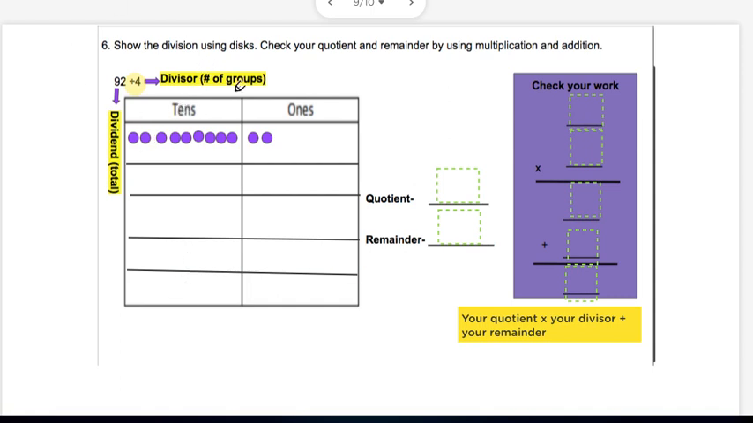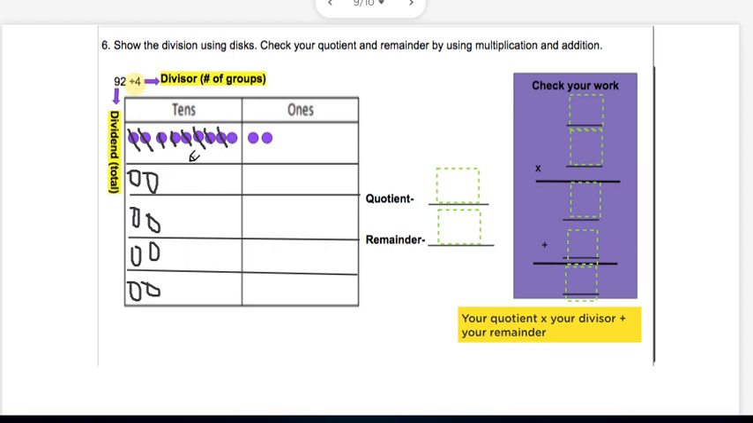Am I starting in my tens or my ones? If you said tens, you're absolutely correct. Remember, we always start in our largest place value. Draw a disc, cross it off. Draw a disc, cross it off. Draw a disc, cross it off. Draw a disc, cross it off. Start all the way back in your first group and keep drawing discs until you run out or until your groups are unequal.